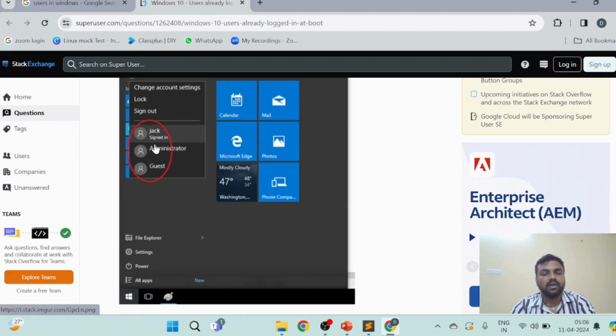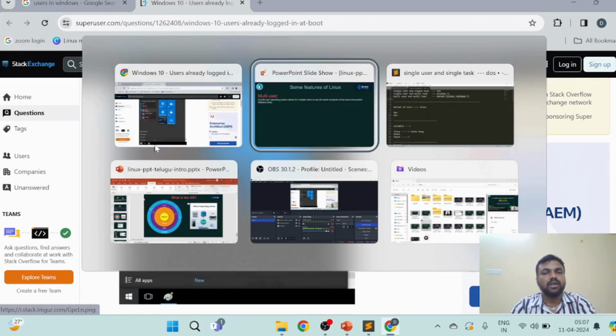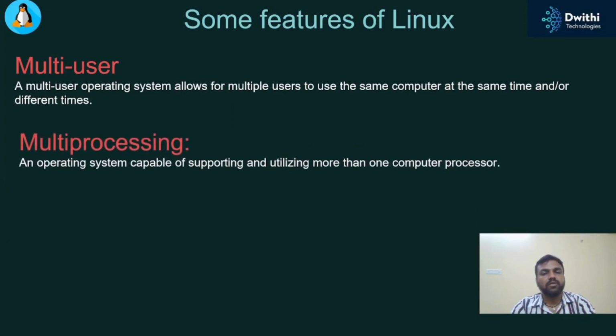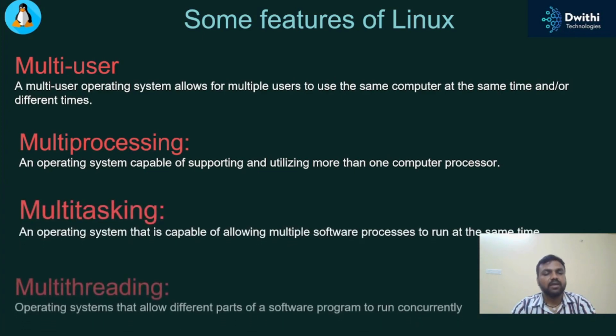But here, in a server, whenever you give the username and password, multiple users can use the computer at a time. They can access what is in the C drive, what is in the D drive, how many files there are, and operate on them as well. So multi-user login is one of the features. And multi-processing, multiple processes can be done, also multitasking, and multi-threading.